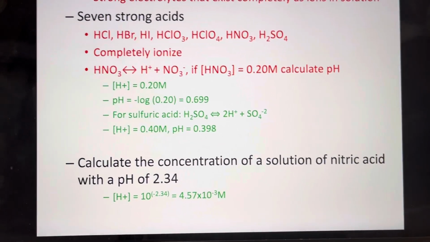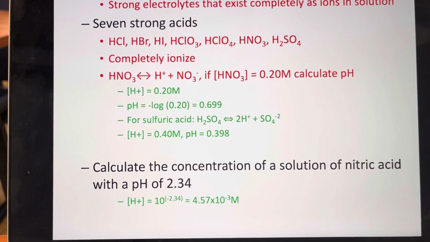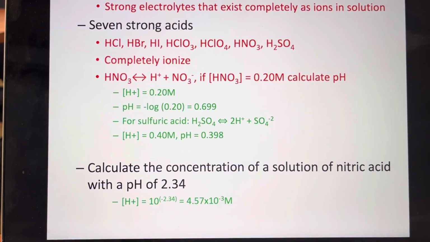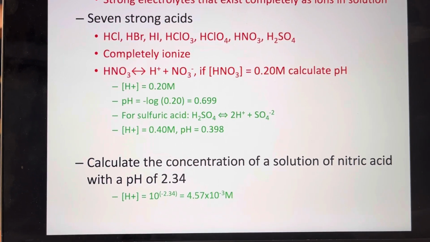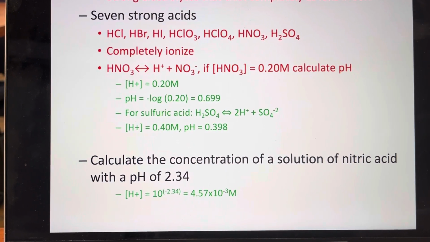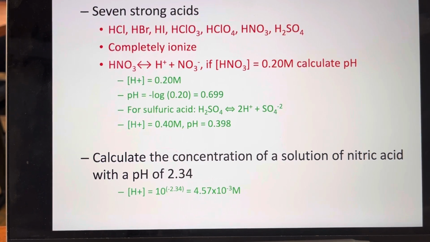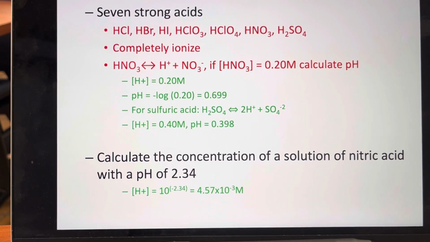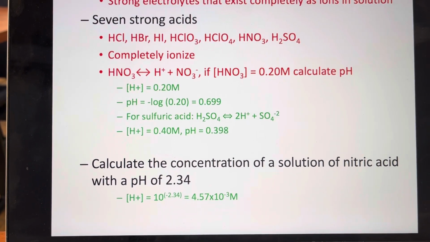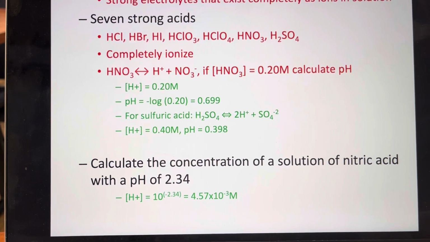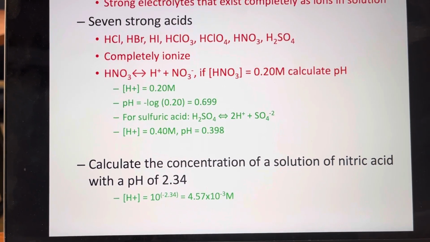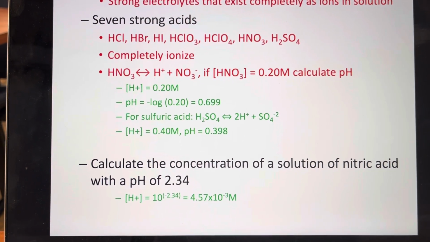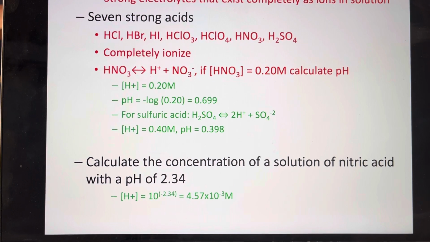So we could go the other way, and if we have the pH of an acid, in this case nitric acid, we can determine its concentration by using 10 raised to the negative pH, so 10 raised to the negative 2.34. Remember, we do have to include the negative on our calculator or it will give us a wrong value, and that gives us 4.57 times 10 to the negative 3rd, so that would be our hydrogen ion concentration.